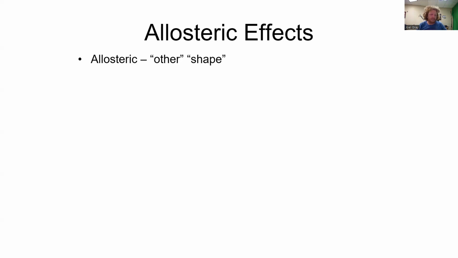There are different proteins that, and it's not strictly oxygen binding proteins, but the term allosteric is really used to give information about a protein with two different shapes. An allosteric protein has multiple shapes. So hemoglobin is an example of an allosteric protein.